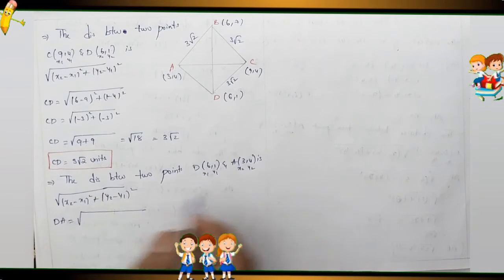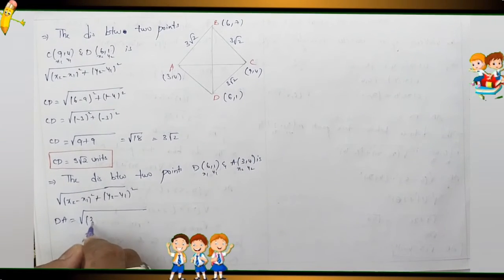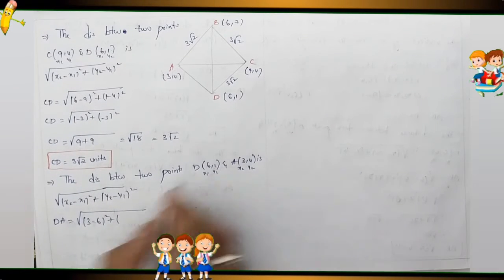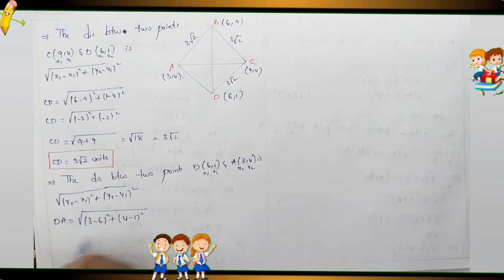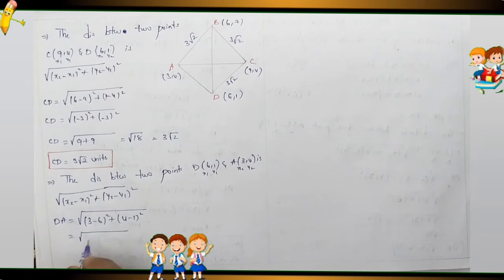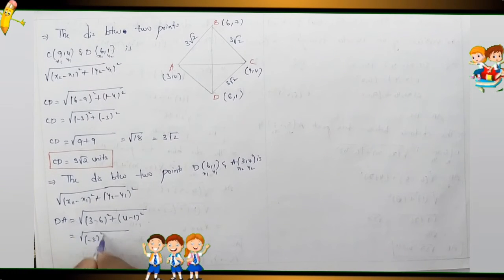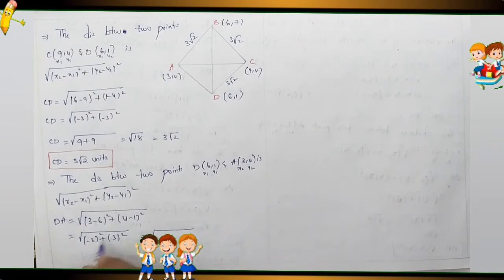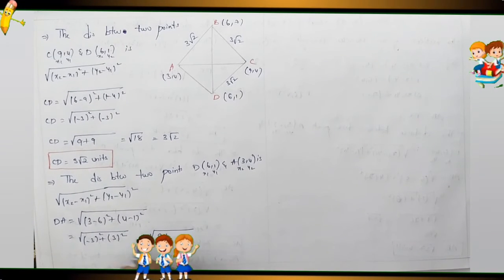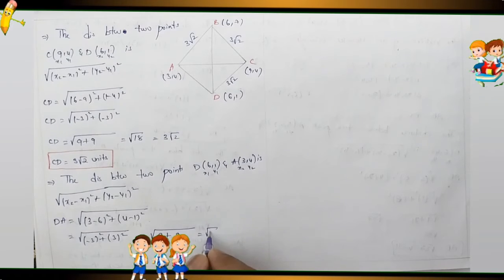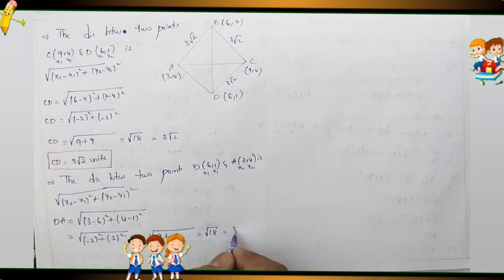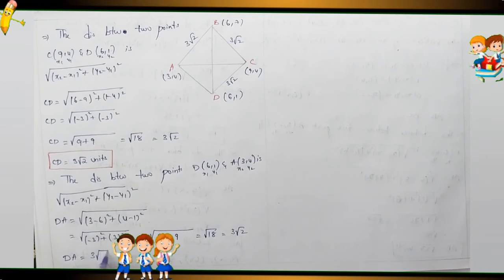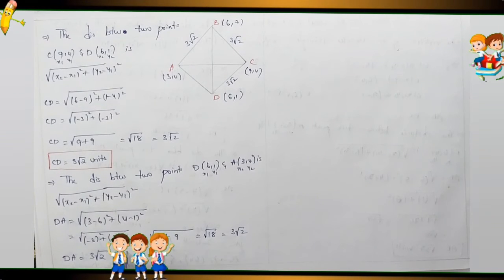Now x2 minus x1, 3 minus 6, whole square. Now y2 minus y1, 4 minus 1, whole square. Now 3 minus 6 how much? Minus 3, whole square. 4 minus 1 is 3, whole square. So you can write 3 square value 9, 3 square also 9. So root 9 plus 9 is root 18. So root 18 you can write as 3 root 2. So DA also you got the same answer, 3 root 2 units.